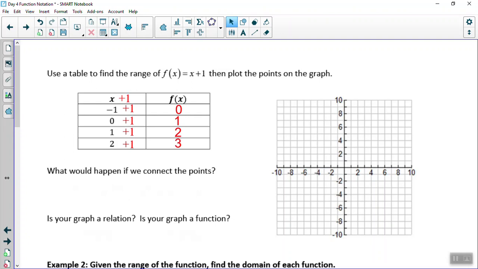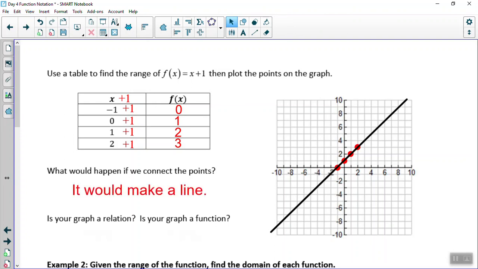Alright, now we can plot each of those points. I have one here, here, and here. Alright, what would happen if we tried to connect those points? Well, if I try to connect them, I end up with this line. But I can extend that line because even though we're only seeing a small portion of that function, it actually keeps going. So I can actually extend my line all the way through. And there's my full function.